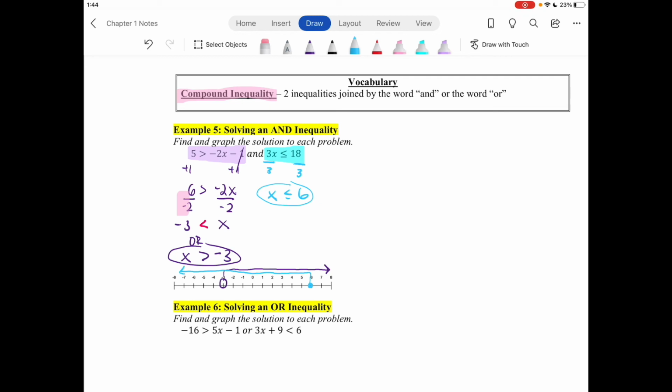But the solution isn't this. The solution is where the two overlap with each other. Therefore, our solution region is just between the -3 and the +6. That means we could plug in any number between -3 and +6, and it would make both inequalities be true.